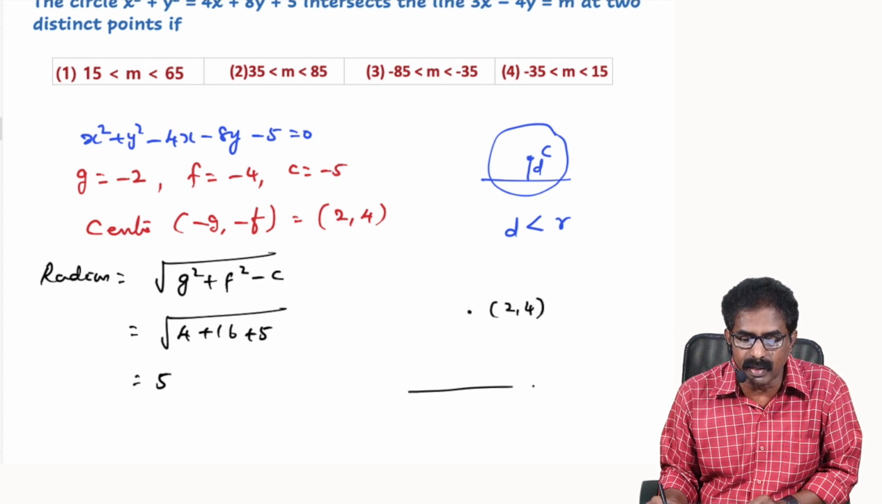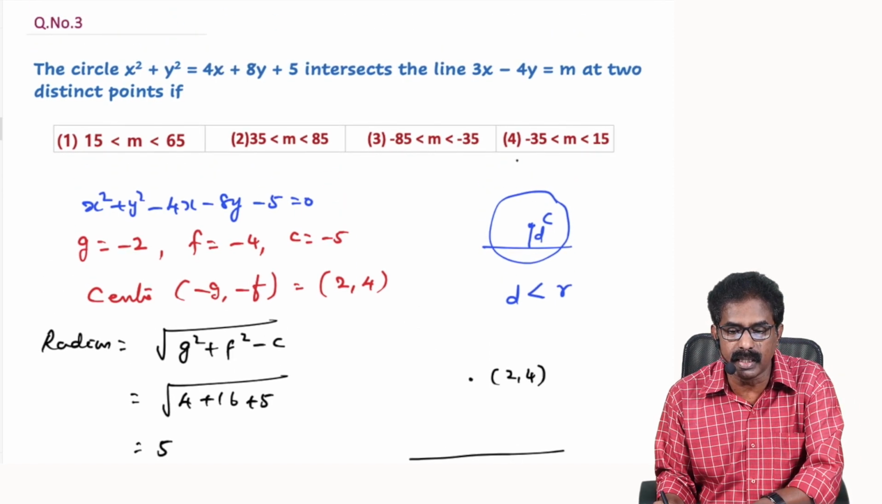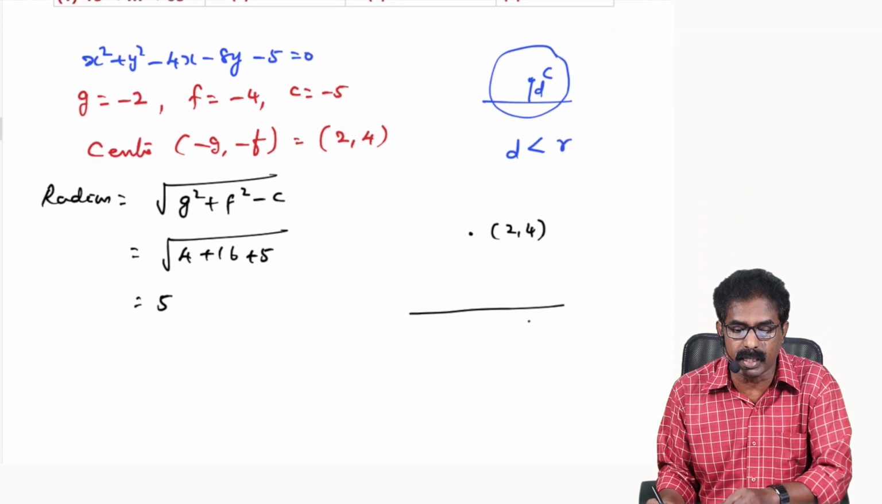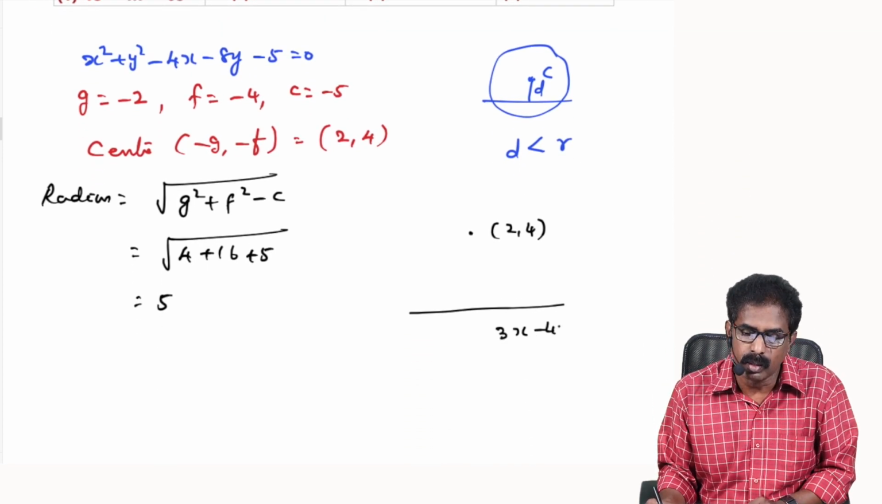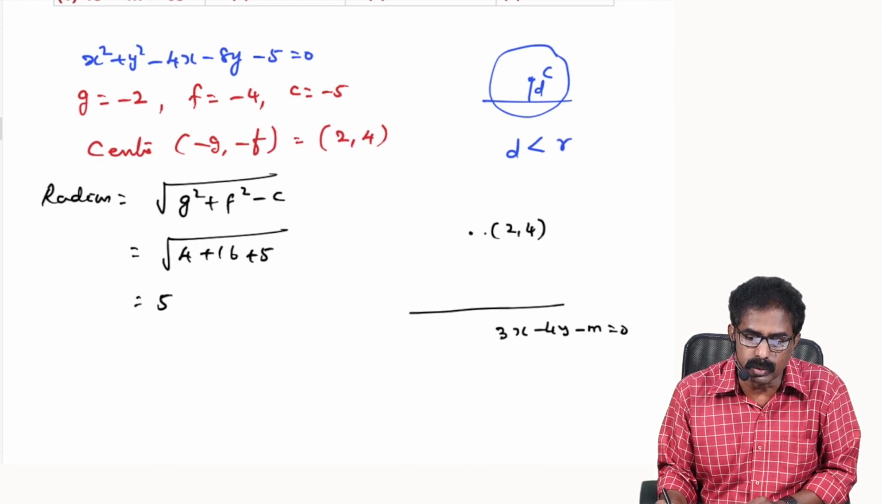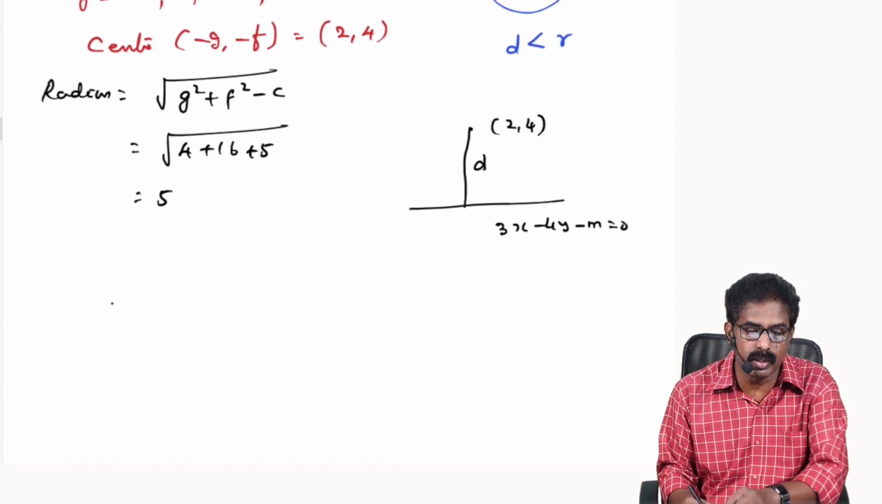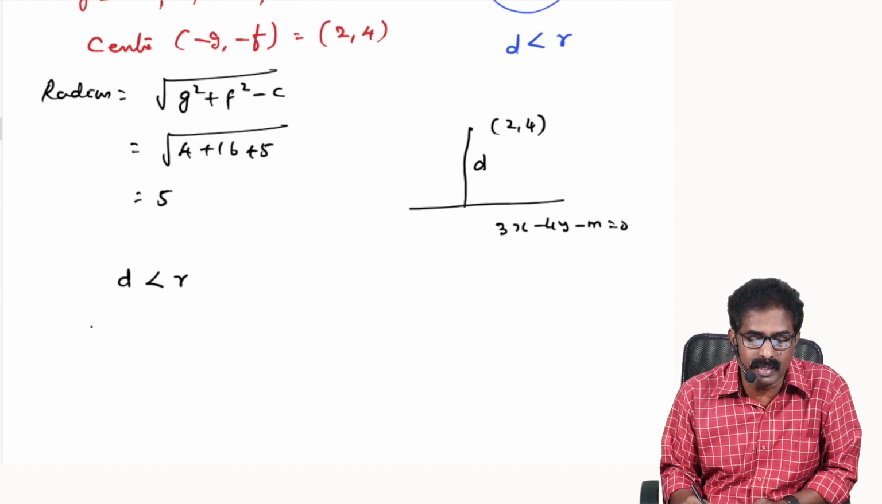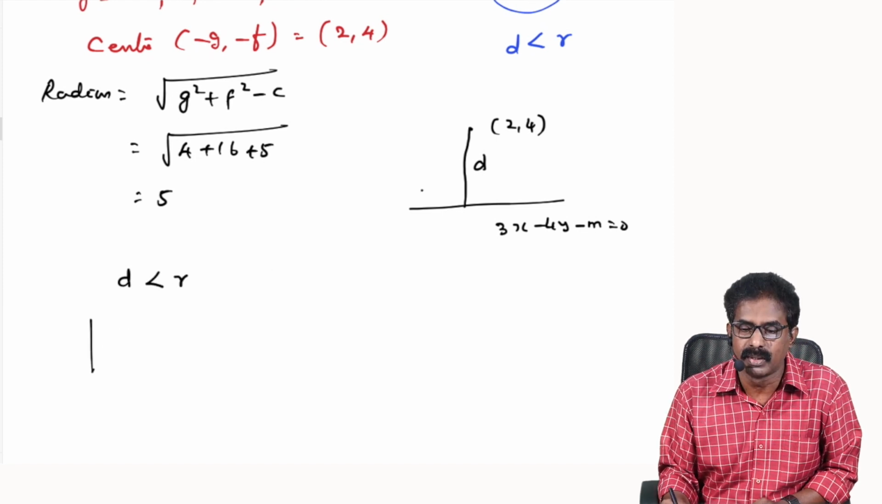The line is given. What's the equation of the line? You see 3x minus 4y equal to m. Bring that m to the left side. So 3x minus 4y minus m equal to 0. So this center to the line, this is the distance. So what condition are we going to apply? The distance is smaller than what? Radius. How can you find the distance? That is modulus of, substitute the point here.